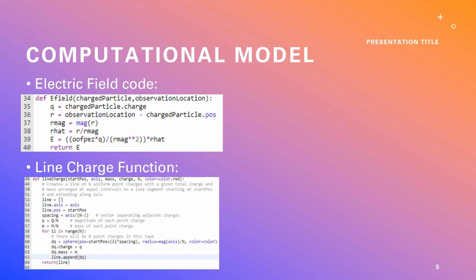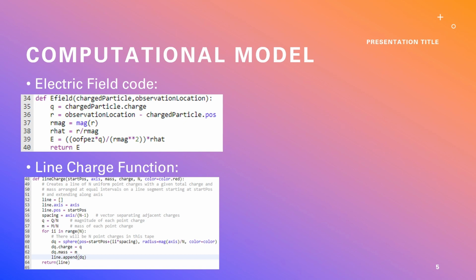Now for the computational model, the first section is going to define the electric field. This can pretty much universally be used to calculate the electric field of a point charge. We look at a charged particle and its location, and we use that definition to determine the electric field that particle would produce. The second little section is the line charge function.